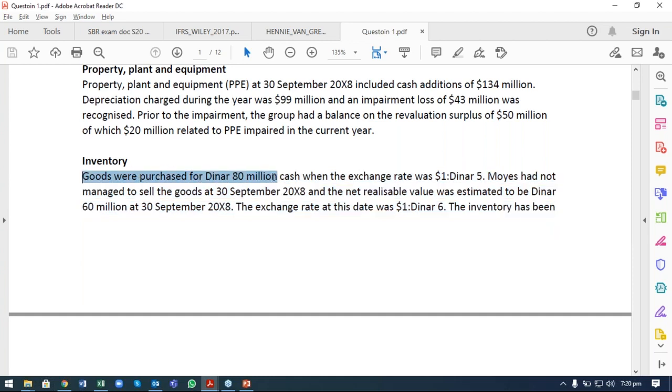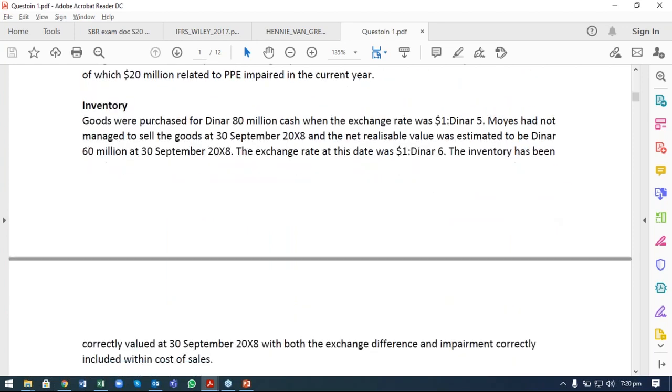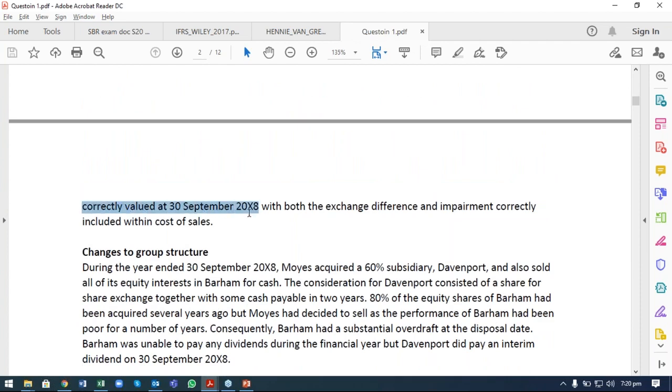Goods were purchased for dinar 80 million cash when the exchange rate was $1 = dinar 5. Moyes had not managed to sell the goods at 30th September 2008, and the net realizable value was estimated to be dinar 60 million at 30th September. The exchange rate at the date was $1 = dinar 6. The inventory has been correctly valued at 30th September 2008, with both exchange differences and impairment correctly included within the cost of sales. So this section is related to IAS 2 Inventories. Along with it, IAS 21 foreign exchange will also be accounted for within this section.